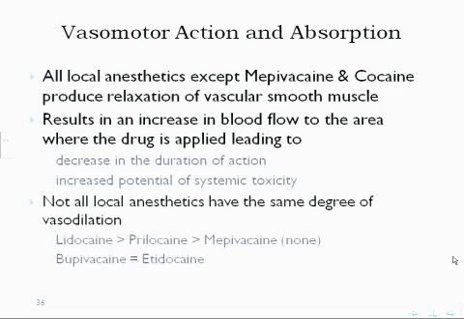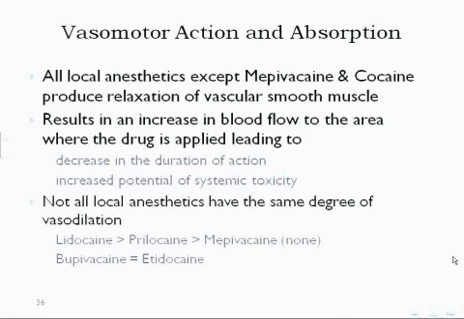Mepivacaine won't change the tone at all, but all the other local anesthetics will cause hyperemia, where the mucosa actually increases in blood flow. So if you inject a local anesthetic like lidocaine directly into the mucosa, the bleeding will actually increase, not decrease, which is not good. So we add something else that increases vasomotor tone, such as epinephrine, which is the most common one used.